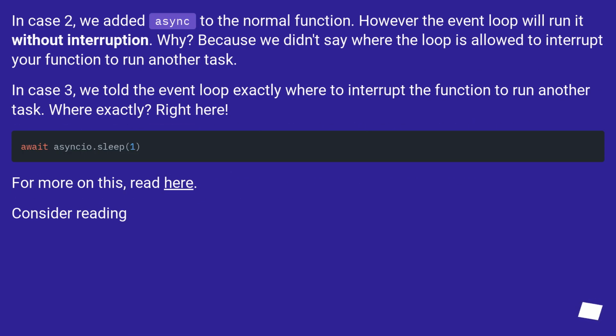In case 2, we added async to the normal function. However, the event loop will run it without interruption. Why? Because we didn't say where the loop is allowed to interrupt your function to run another task. In case 3, we told the event loop exactly where to interrupt the function to run another task. Where exactly? Right here.